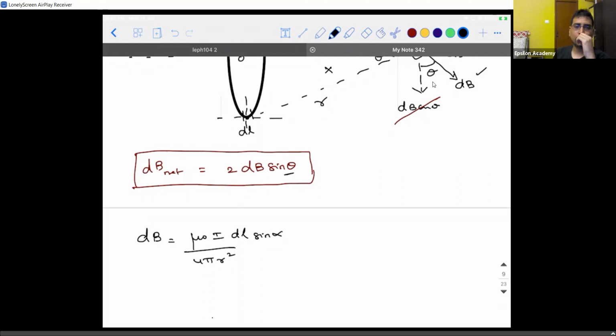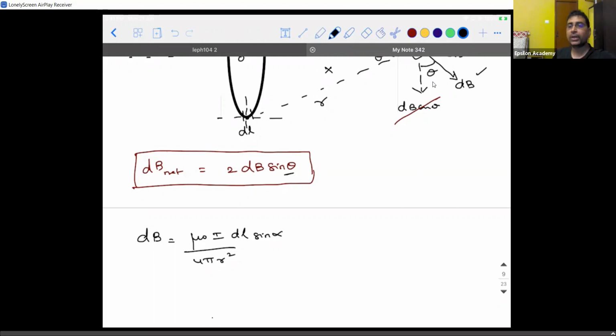Direction we have already found out. So let's not worry about the direction in this case. So what are all the values that are constant? Mu naught I by 4 pi r square is a constant. DL is an element that you have considered at the top. What is this sin alpha? What is this alpha, guys?